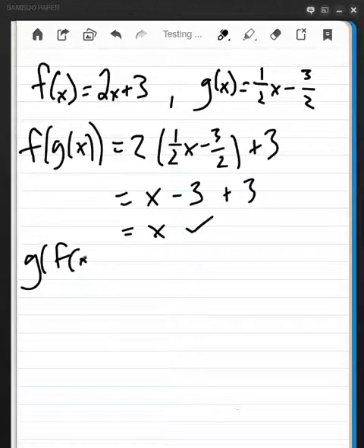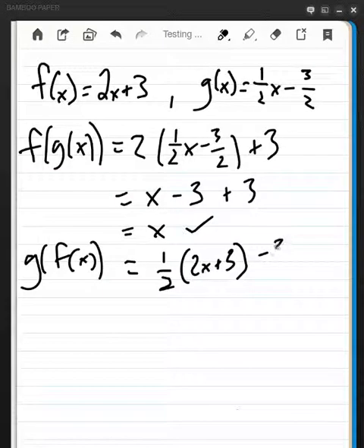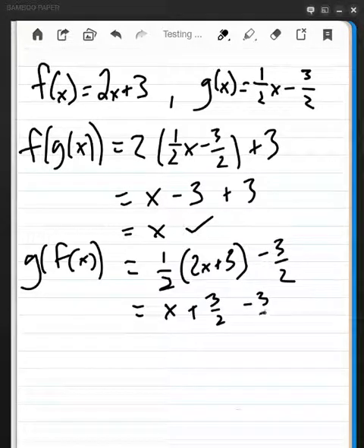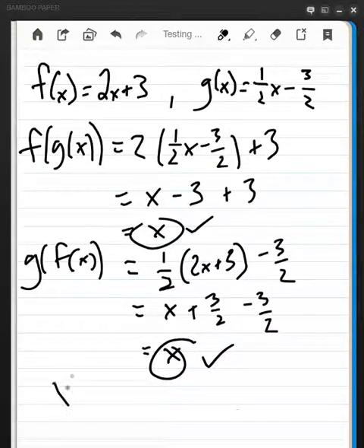So g of f of x equals. We're going to take 1/2 and we're going to substitute in 2x plus 3. And then we're going to subtract 3/2. Distribute the 1/2, we get x plus 3/2, and then the minus 3/2 from the outside, which equals x. So it checks out both ways. They are equal to x in both cases. So yes, they are inverses.